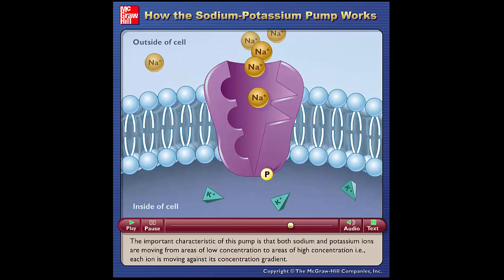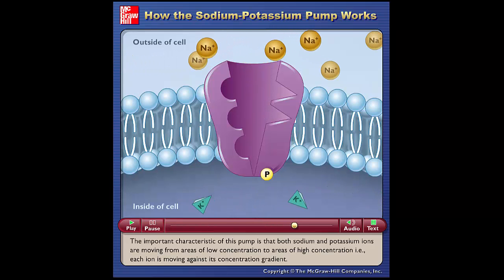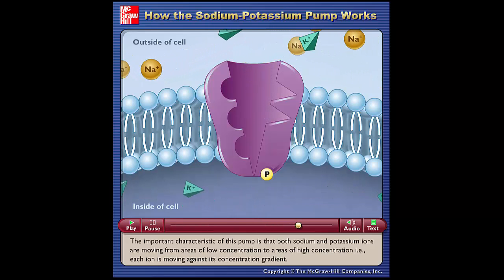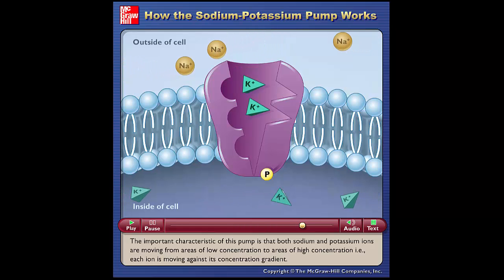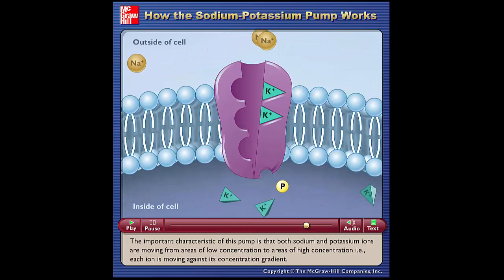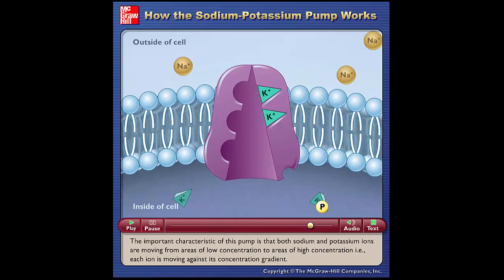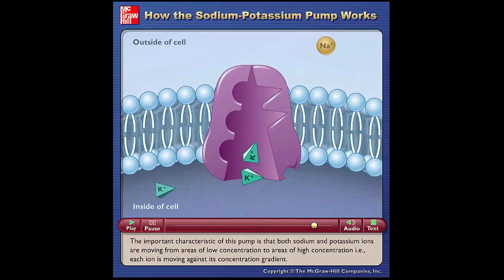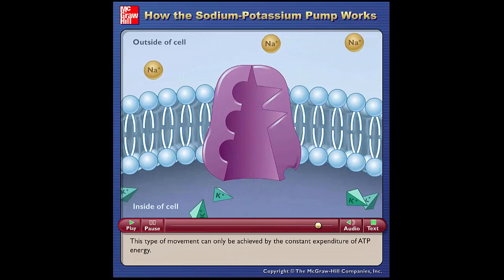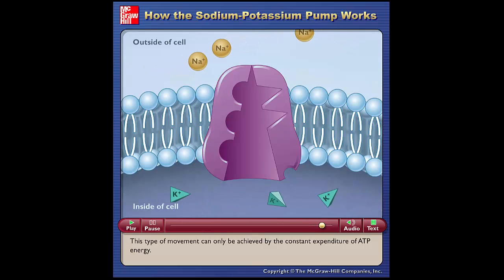The important characteristic of this pump is that both sodium and potassium ions are moving from areas of low concentration to areas of high concentration. That is to say, each ion is moving against its concentration gradient. This type of movement can only be achieved by the constant expenditure of ATP energy.